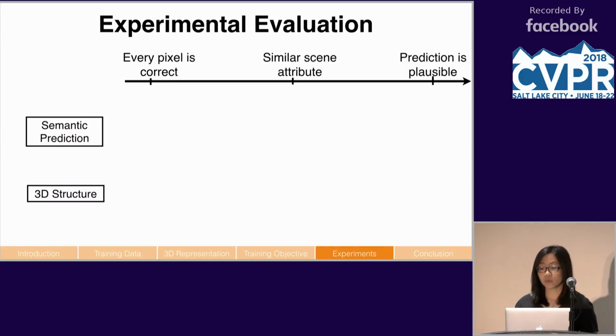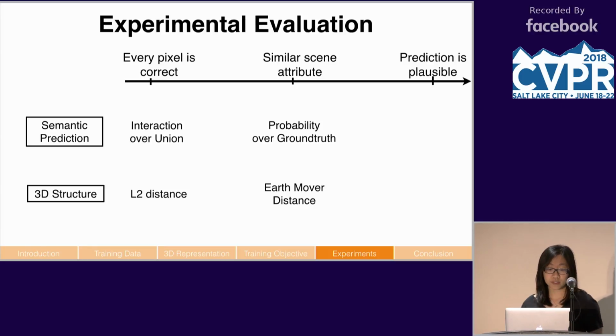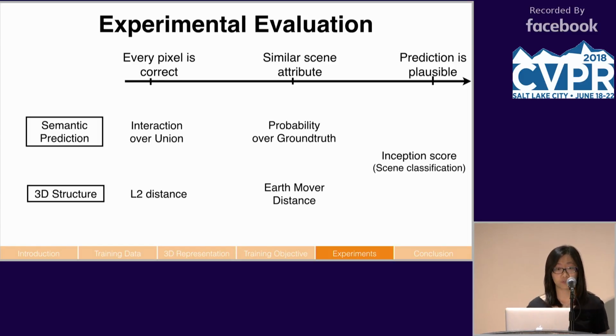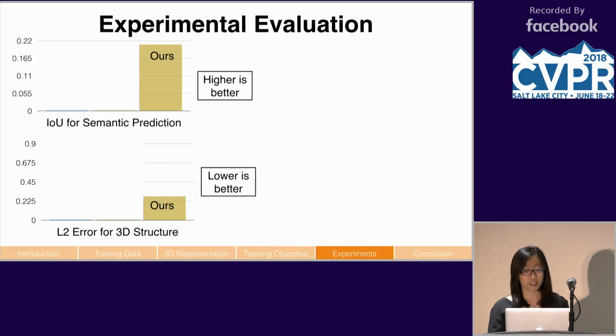And correspondingly, we also evaluate our algorithm's performance from these 3 different levels. For example, we can use intersection over union and L2 distance to evaluate the pixel-level accuracy, the probability over ground truth and Earth mover distance to evaluate the mid-level scene attribute, and also the inception score to evaluate the overall prediction quality. For simplicity here, I'm only showing you the intersection over union for the semantic prediction, where higher is better, and the L2 error for the 3D structure prediction, where lower is better.